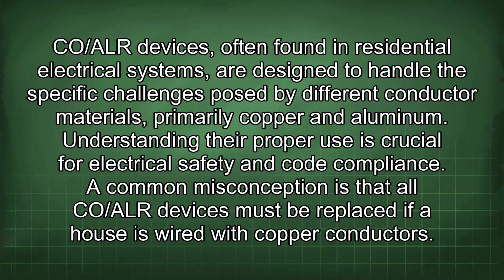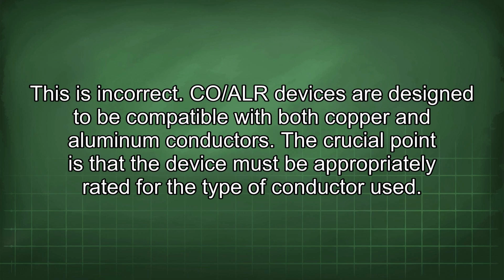CO/ALR devices, often found in residential electrical systems, are designed to handle the specific challenges posed by different conductor materials, primarily copper and aluminum. Understanding their proper use is crucial for electrical safety and code compliance. A common misconception is that all CO/ALR devices must be replaced if a house is wired with copper conductors. This is incorrect. CO/ALR devices are designed to be compatible with both copper and aluminum conductors.